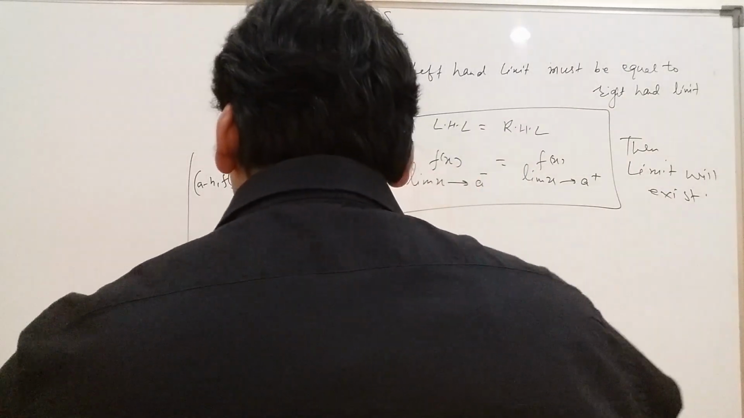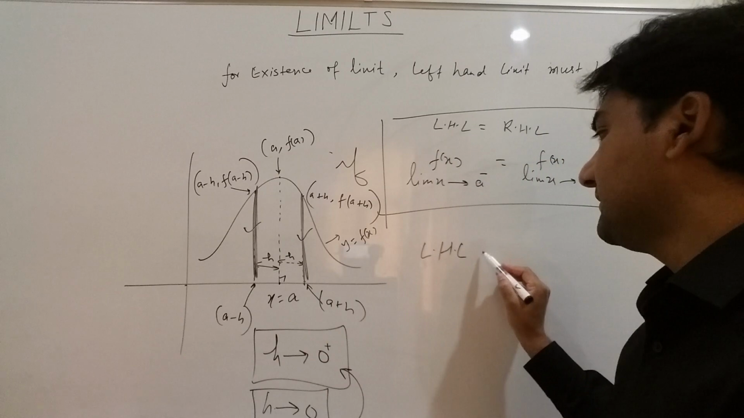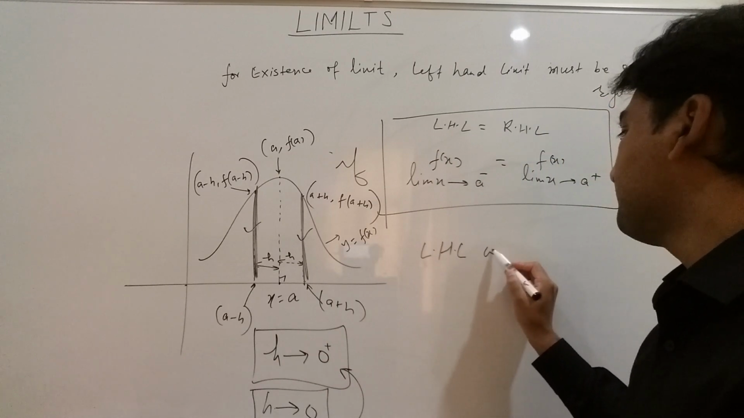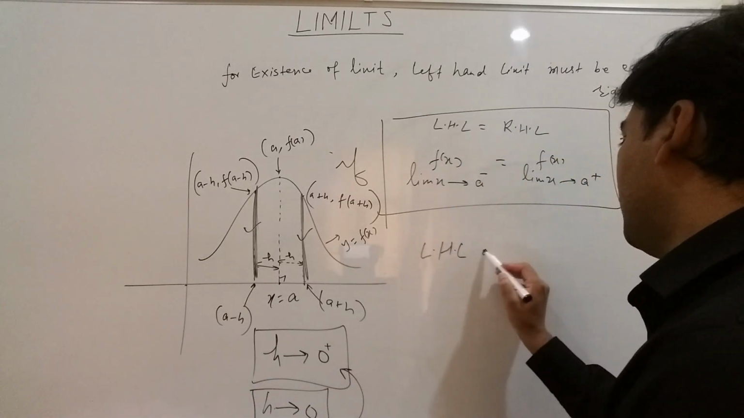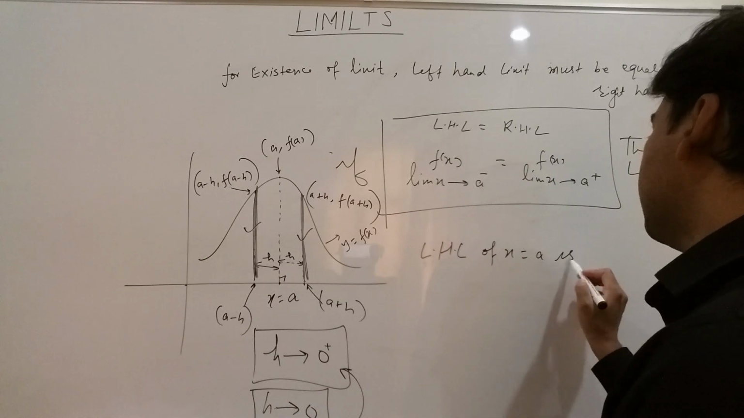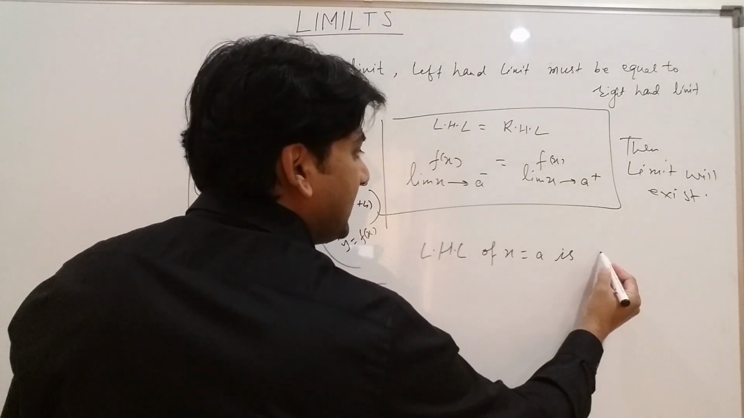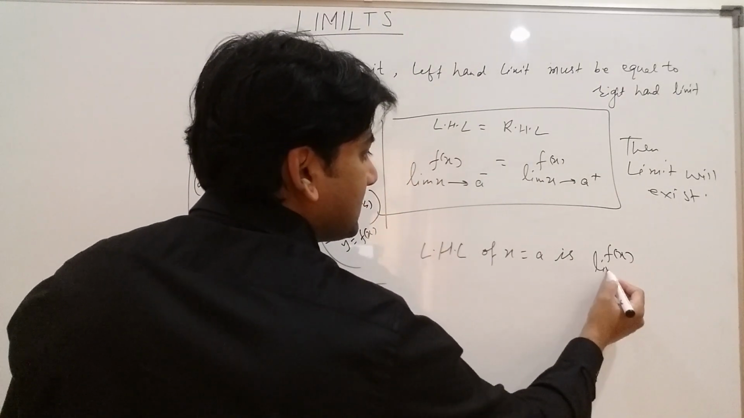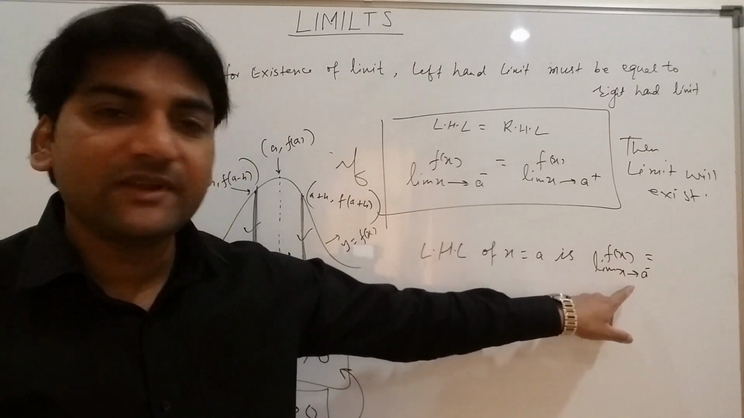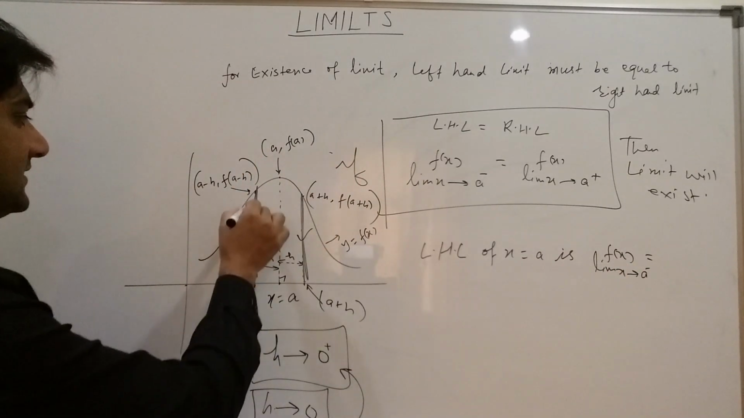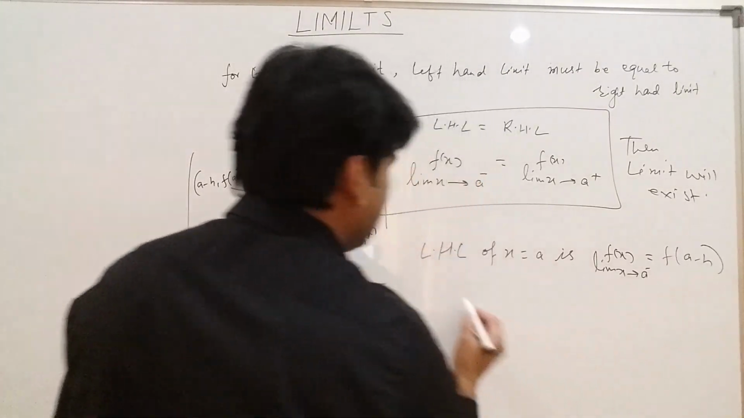So first I will write the left hand limit. The left hand limit at x equals a is, so first we can write, f of x, limit x tends to a negative. This is my presentation, the same thing: f of x, limit x tends to a negative. So what is that? This is f of a minus h. So I will write f of a minus h.